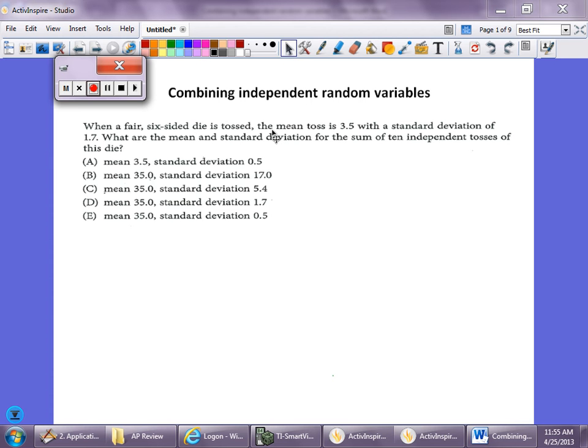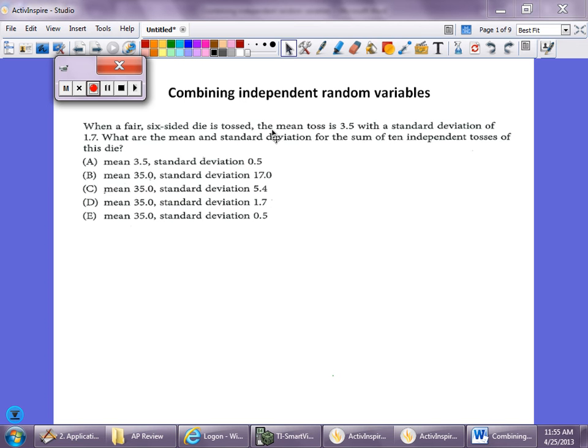Okay. So when a fair six-sided dice is tossed, the mean toss is 3.5 with a standard deviation of 1.7. What are the mean and standard deviation for the sum of 10 independent tosses of this dice? The sum of 10 is another way of asking if we repeated this 10 times.